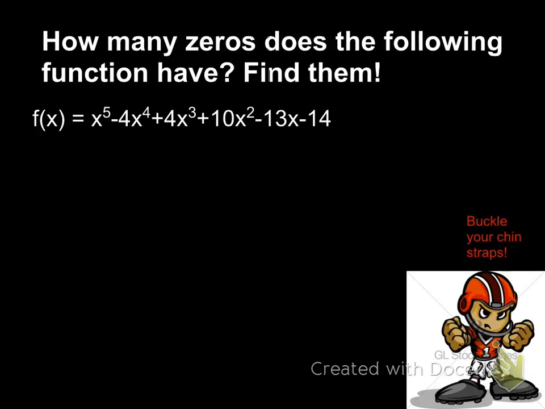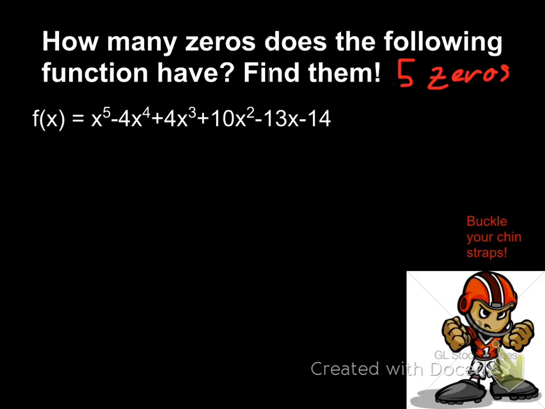How many zeros does this function have? It's got 5 because the degree is 5, right? So I know that it's got 5 zeros.